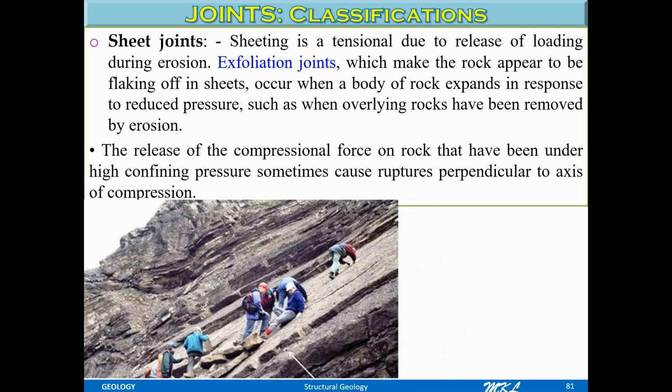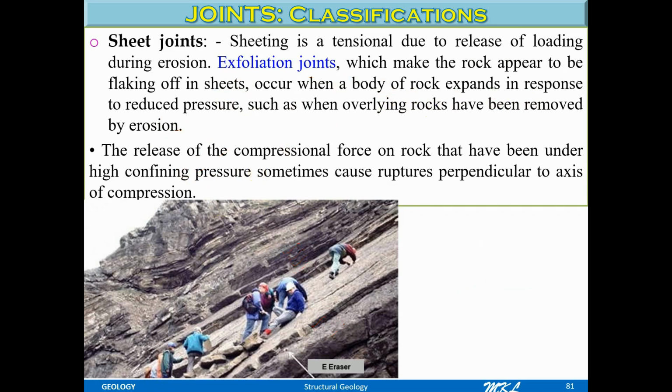Sheet joints are again like that onion example. Onion exfoliation, you know the structure of an onion is called exfoliation, kind of that type of structure. You will see layer after layer like this, one layer, second layer. Here it's a flaky structure. You can see thin bed layers here. So sheeting is tensional, due to the release of loading during erosion. Exfoliation joints, which make the rock appear to be flaking off in sheets, occur when a body of rock expands in response to reduced pressure, such as when the overlying rocks have been removed by erosion. So this type of joint is called the sheet joint.